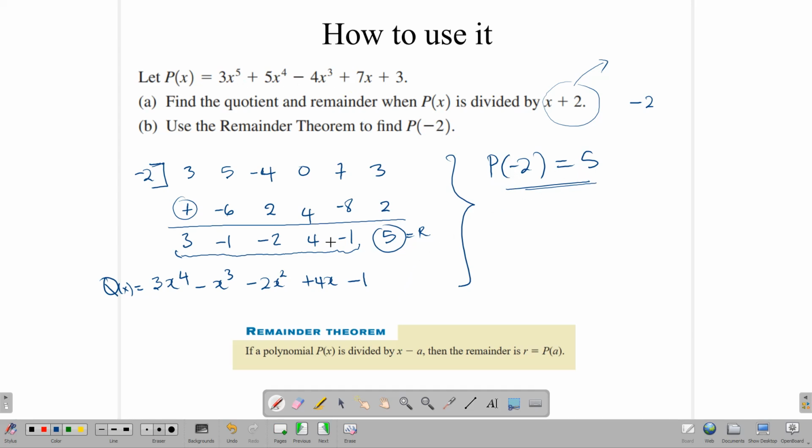By the remainder theorem, it tells us that once we perform the division, the remainder that we get is equal to p of whatever that is. So if we substitute into this polynomial, then that's what we're going to get for the remainder, and that's what it is. So let's look at another question.